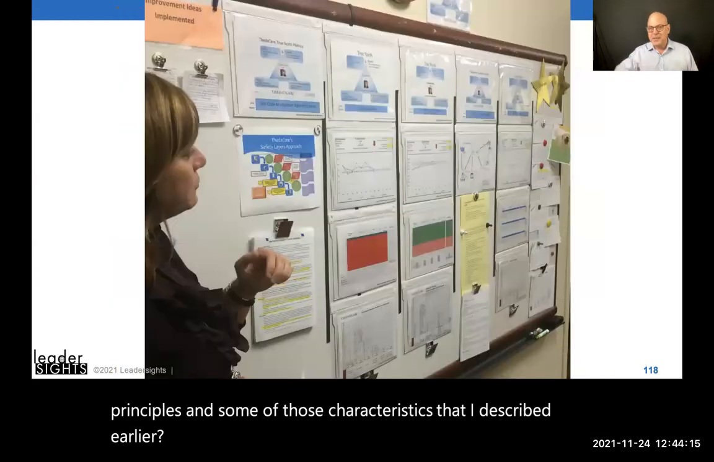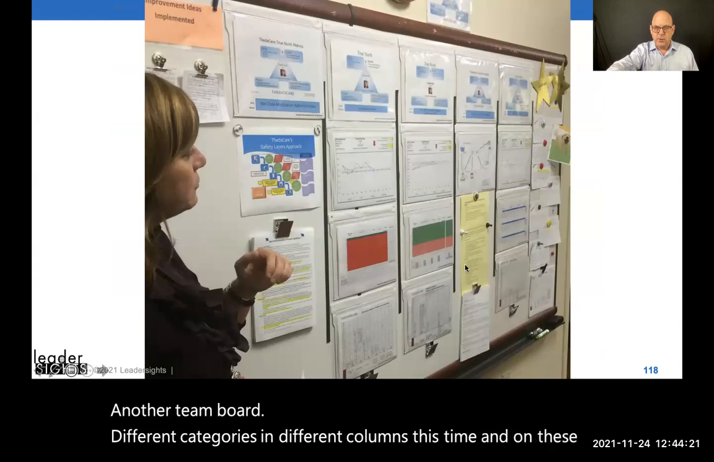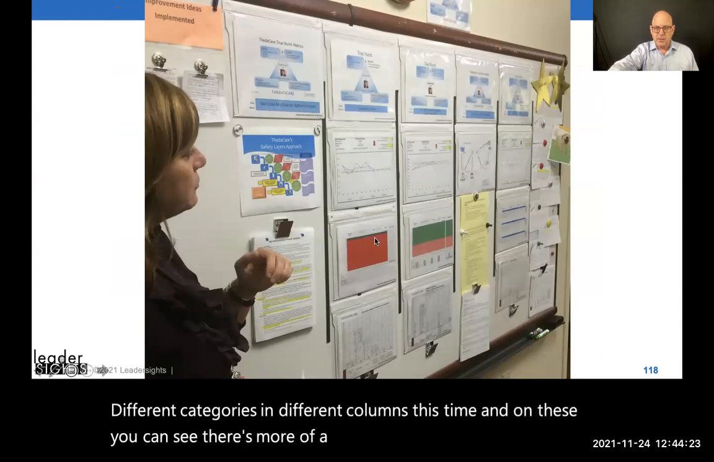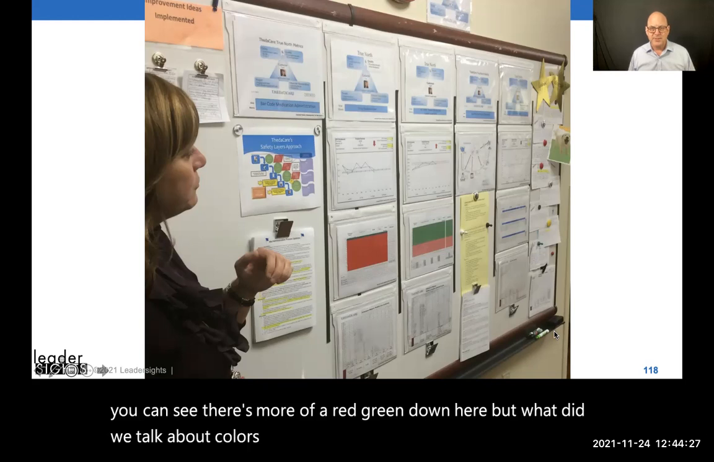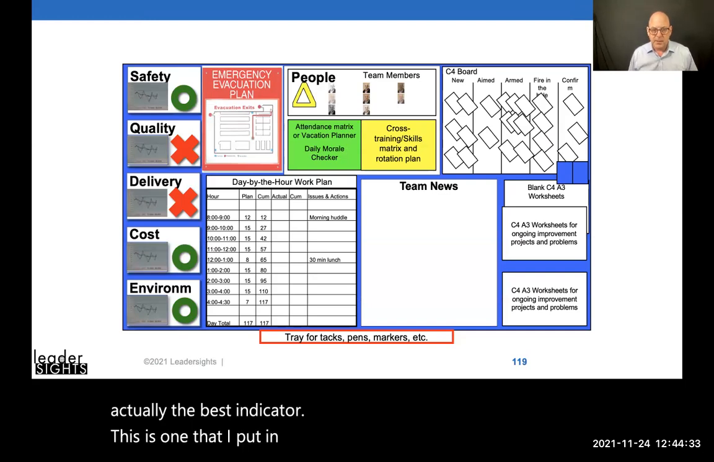Another team board, different categories and different columns this time. And on these, you can see there's more of a red-green down here. But what did we talk about? Colors and color blindness. Sometimes that's not actually the best indicator. This is one that I put in my Leader Sites book.